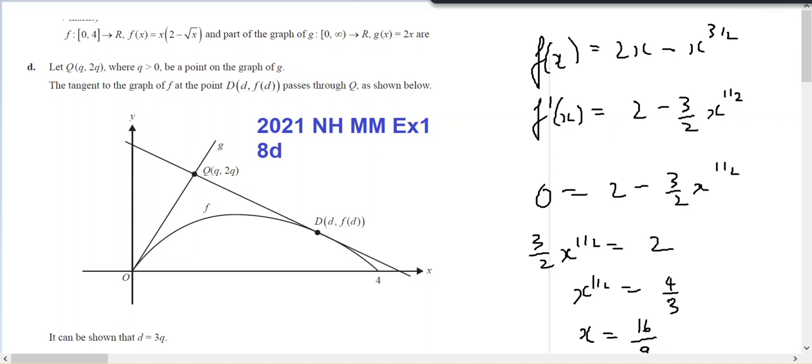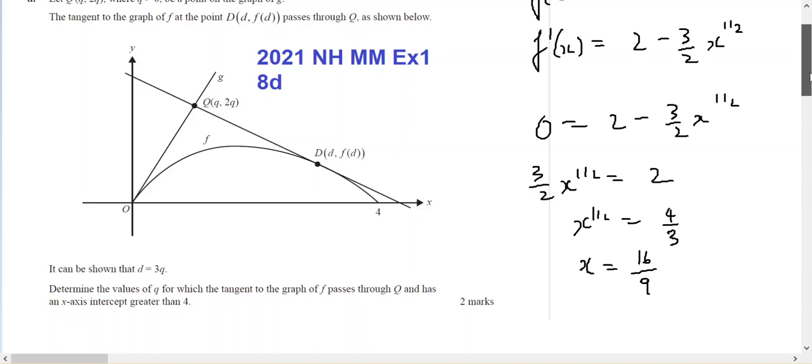Okay, so this is 8D out of the 2021 Northern Hemisphere Exam 1. We have this f function, which is this function here. And we've got g, which is that function there. And we're wanting to find, what are we wanting to find? Determine the values of q for which the tangent to the graph of f passes through q and has an x-intercept greater than 4.